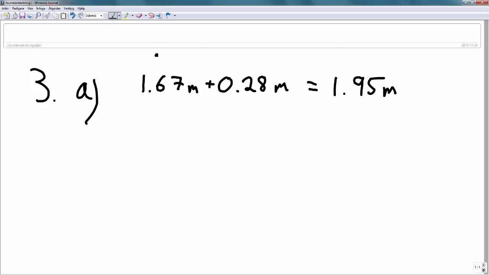Then we can also mention how we got the 1.67. f of 0 is 1.67, and within bracket, that's the y-intercept. Okay.